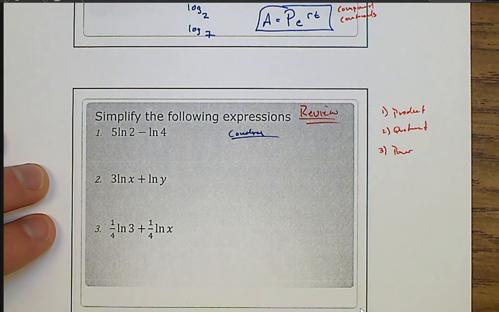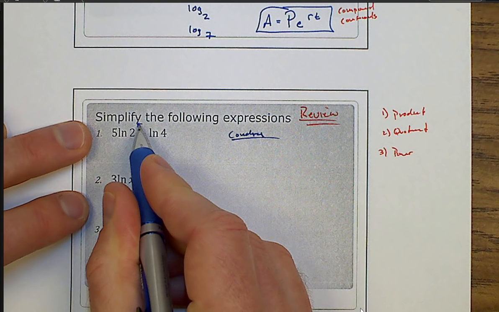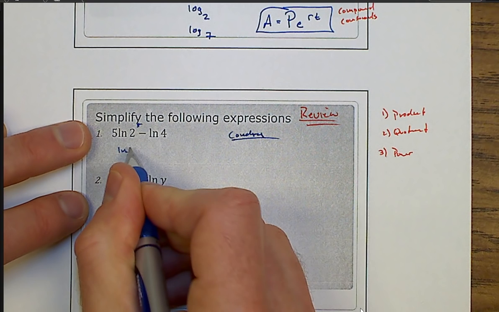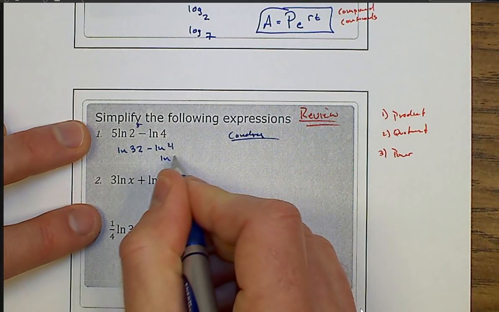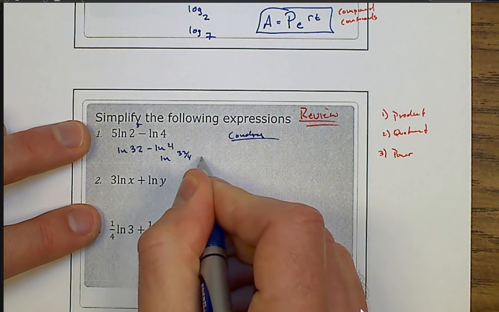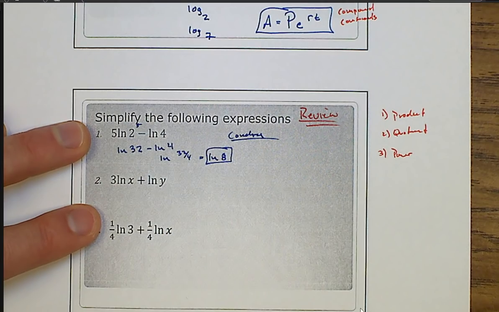All right, let's jump into it. This 5 is going to go onto the 2, and 2 to the 5th power is 32. So I have ln of 32 minus the natural log of 4. Minus means divide, so I have ln of 32 over 4, which is the natural log of 8. Since we're just condensing, that's all we're going to do, just the natural log of 8.